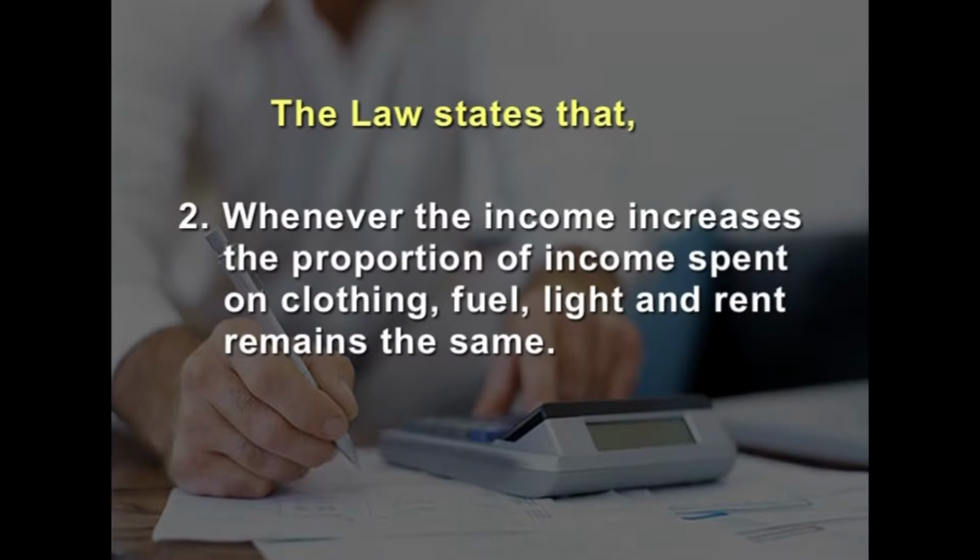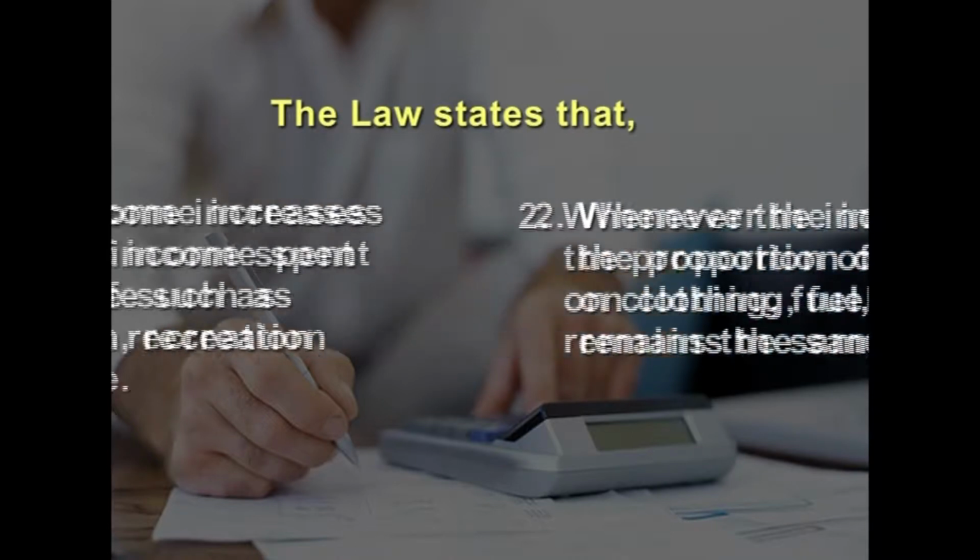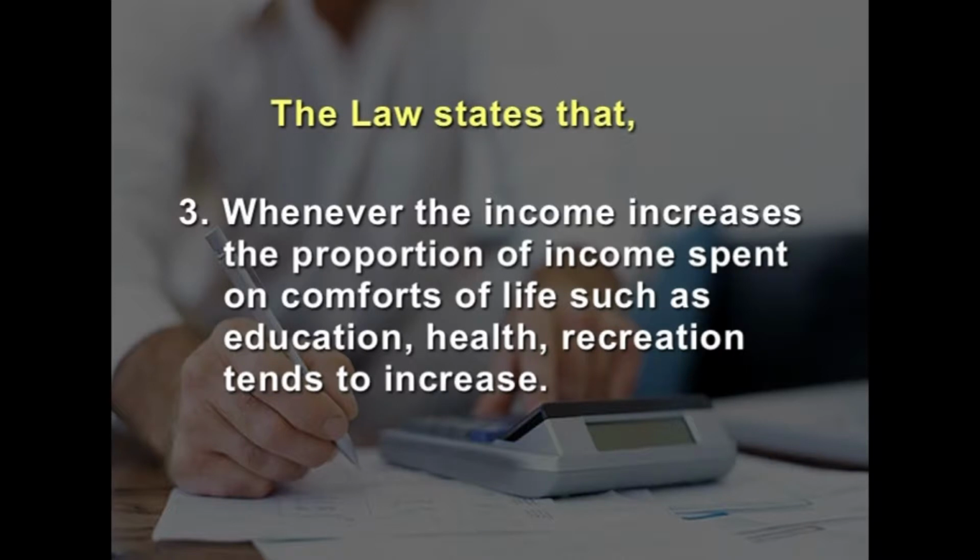The second one: whenever the income increases, the proportion of income spent on clothing, fuel, light, and rent remains the same. The third one is: whenever the income increases, the proportion of income spent on comforts of life such as education, health, and recreation tends to increase.